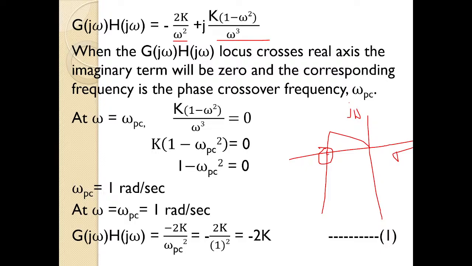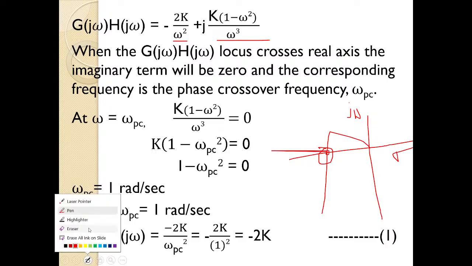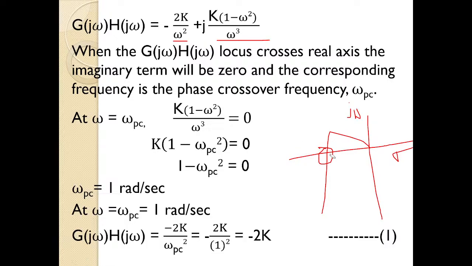So when the polar plot crosses the real axis, what about the imaginary terms? Imaginary terms are 0. Similarly, when the g of j omega, h of j omega locus crosses the real axis, imaginary terms will be 0. So whenever the g of j omega, h of j omega locus crosses the real axis, the frequency at which it crosses the real axis is known as the phase crossover frequency, which is denoted by omega pc.